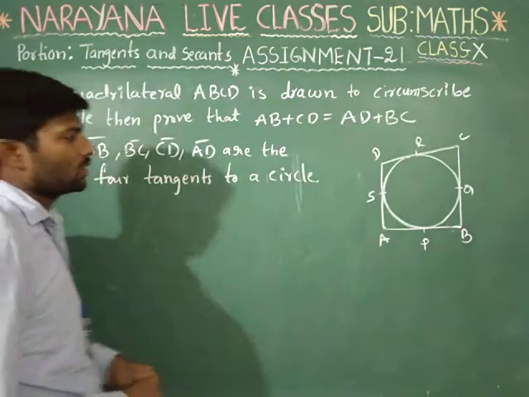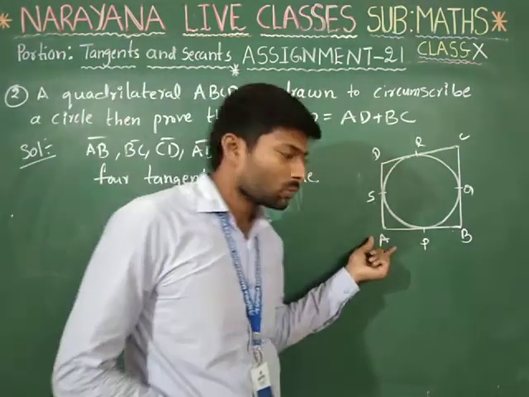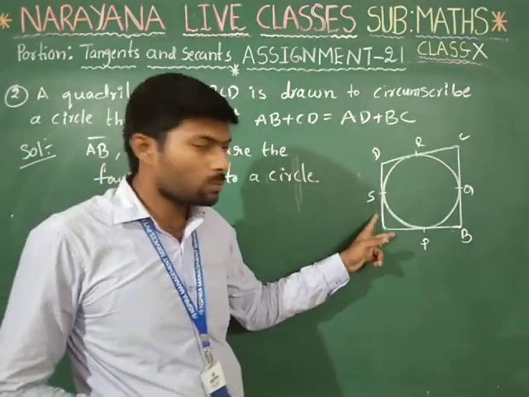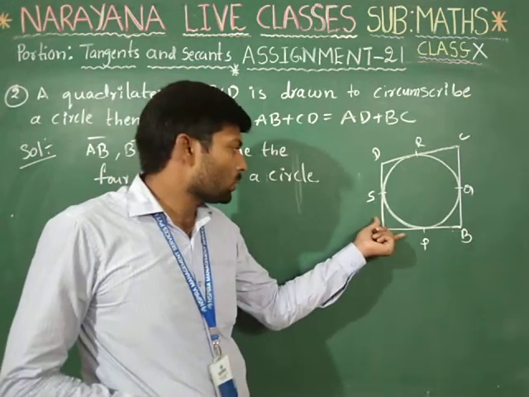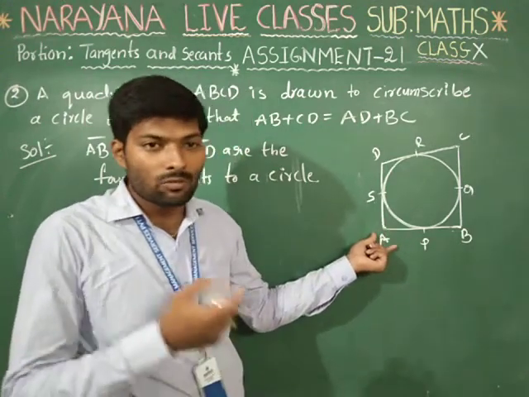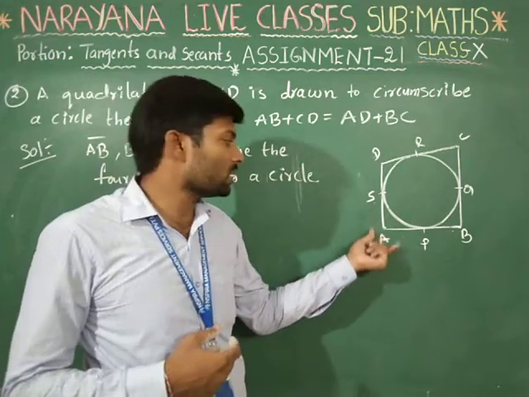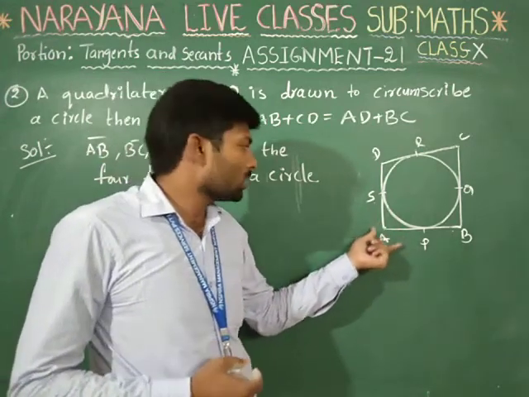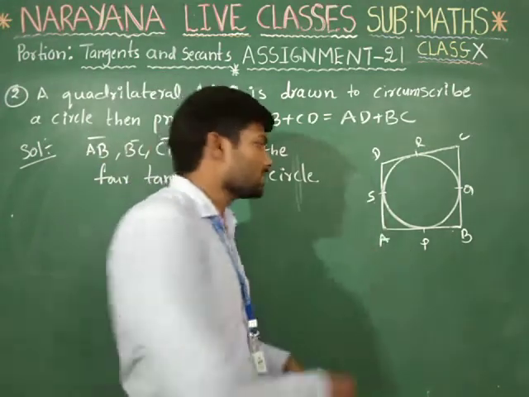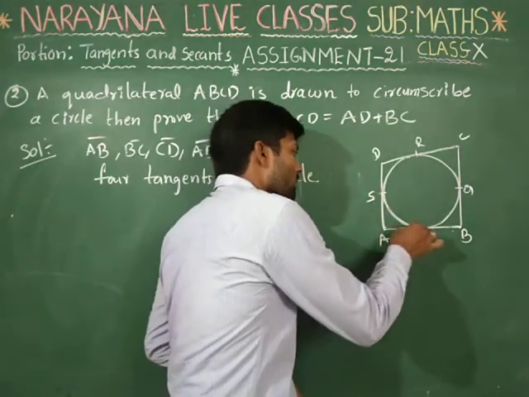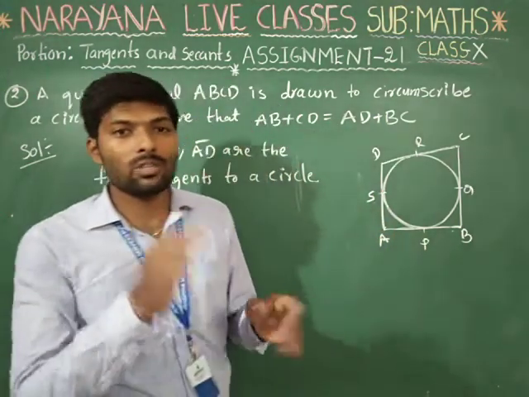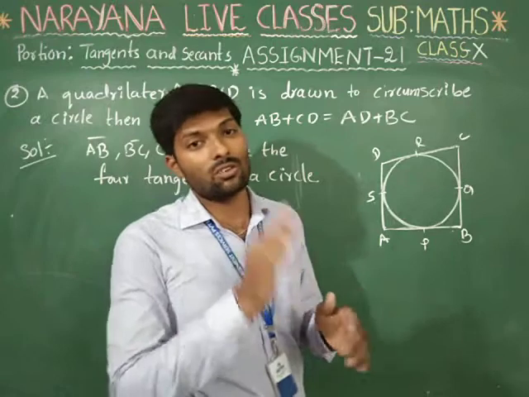After that, we know the theorem: when two lines can be drawn from an external point outside the circle, the lengths of those two tangents are always equal, which can be drawn from the external point which lies outside the circle.